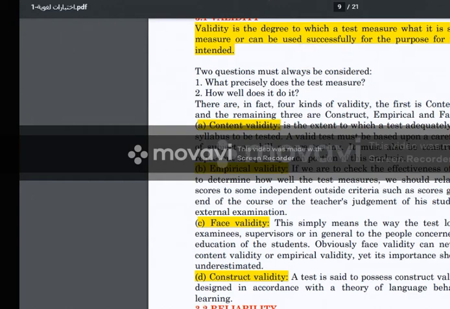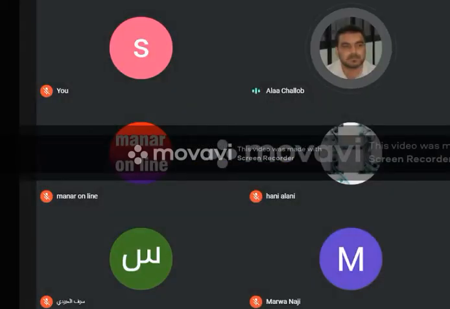Yes, so this is what validity means. It is literally defined in your book that validity is the degree to which a test measures what it is supposed to measure. So if the test is supposed to measure vocabulary knowledge, the test items should include items about vocabularies and so on. Otherwise, it will not be valid.